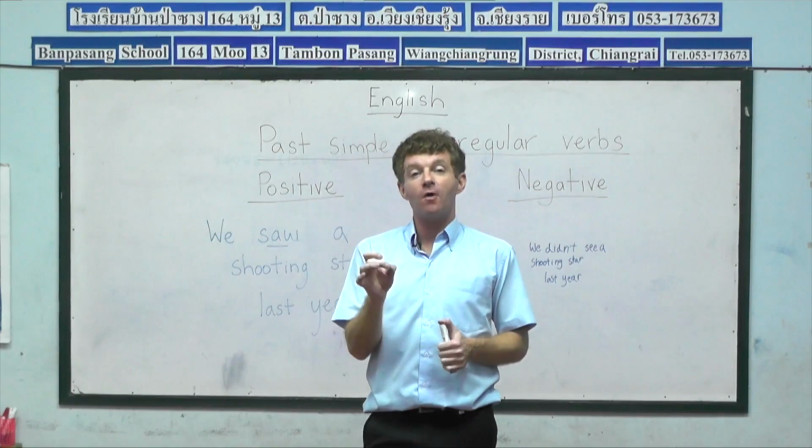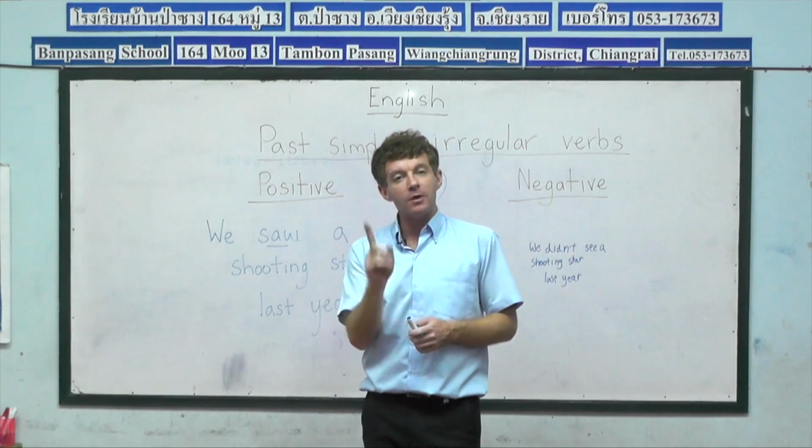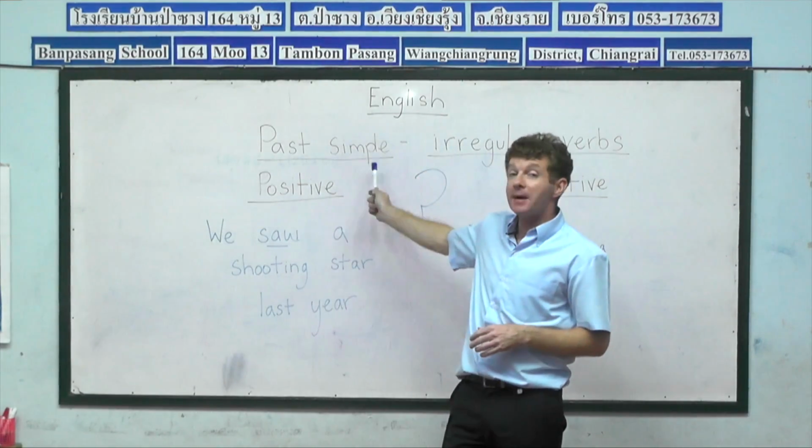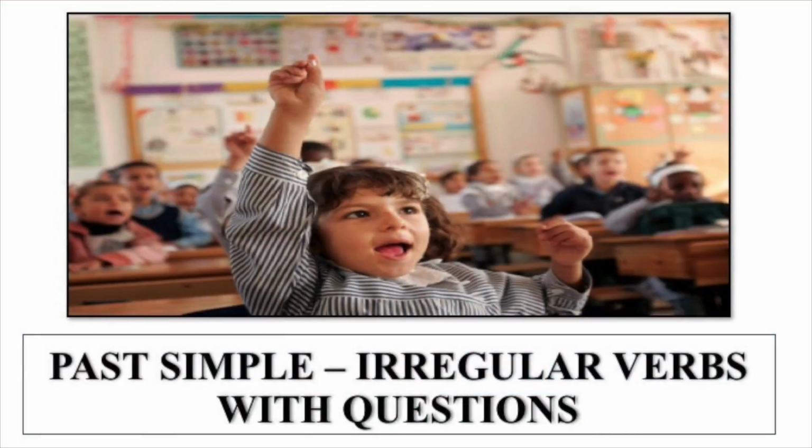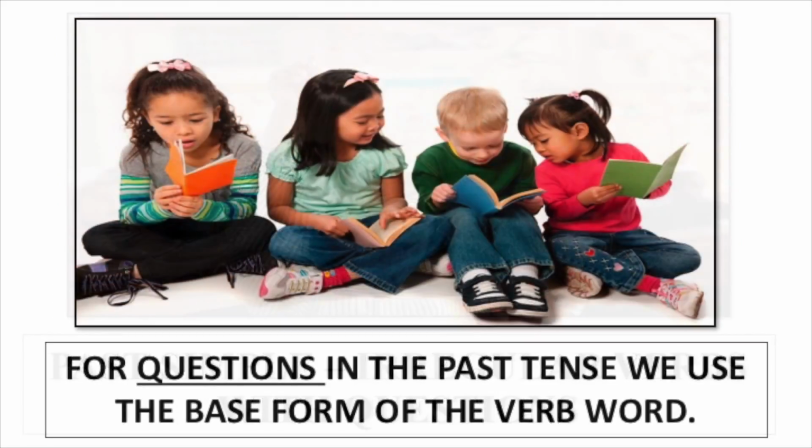So now we're going to move on and look at a PowerPoint presentation so that we can practice asking questions in the past simple tense with irregular verbs. So let's turn to look at the TV screen, guys. So let's take a look at our PowerPoint presentation, past simple, irregular verbs, with questions. So today we'll learn how to ask the questions. For questions, in the past tense, we use the base form of the verb word. Yes, what this means is the original verb word, its base form.